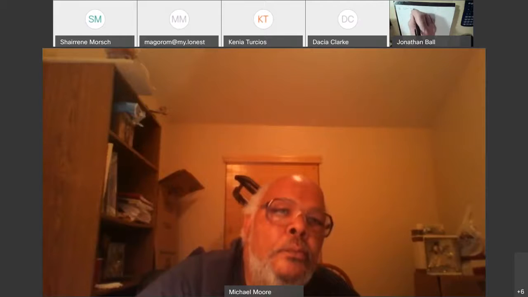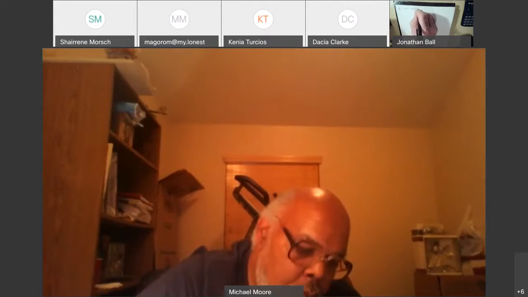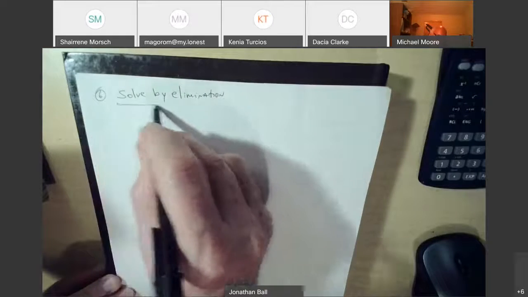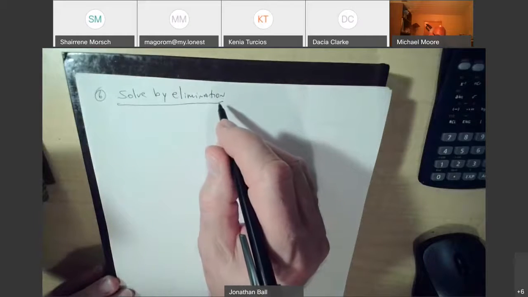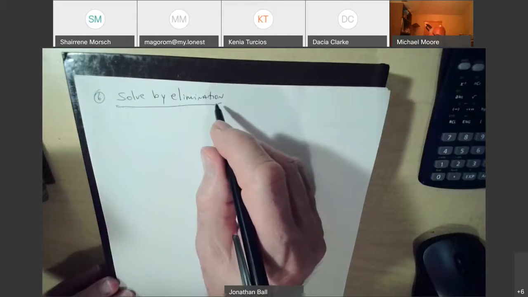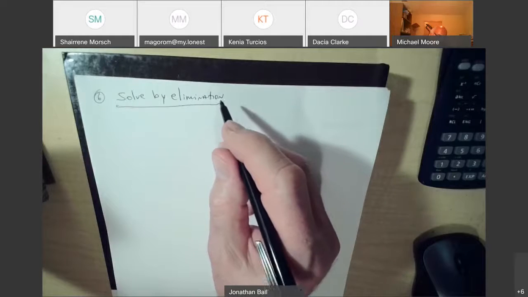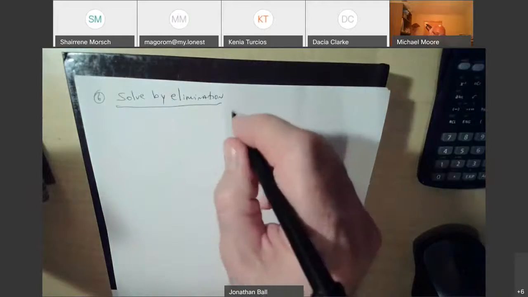Solve by elimination. E-L-I-M-I. I'll give you a little secret here. You can really use either substitution or elimination. Either one, it doesn't make any difference. But I'd like to see you do this.